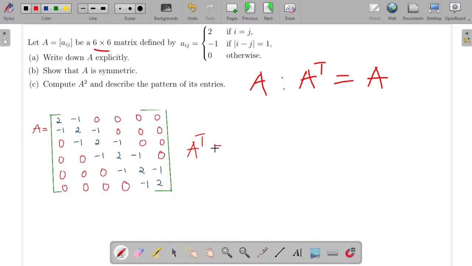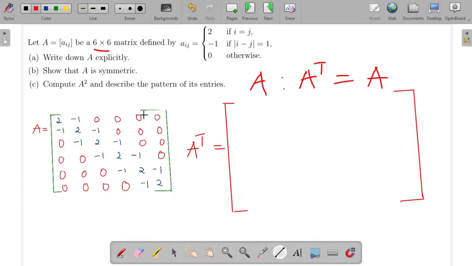So what is a transpose? It just simply means you are writing the rows as the columns now, and then you're writing the columns as the rows. So let's see if I interchange the rows and the columns, the matrix that I'm going to get will still be equal to the matrix that I have there. Okay, so how do we do that?